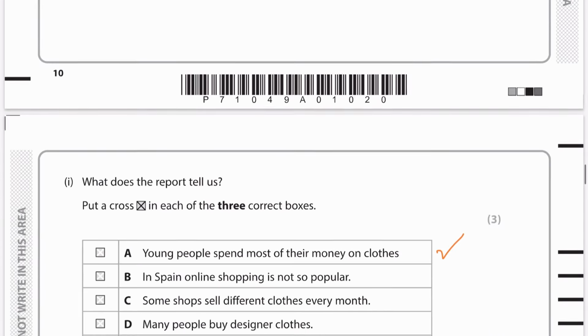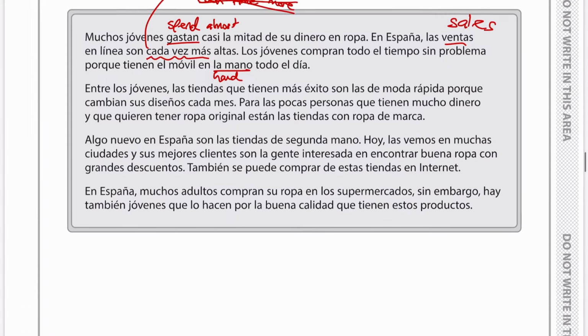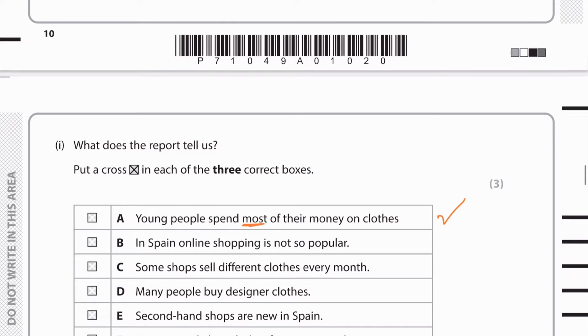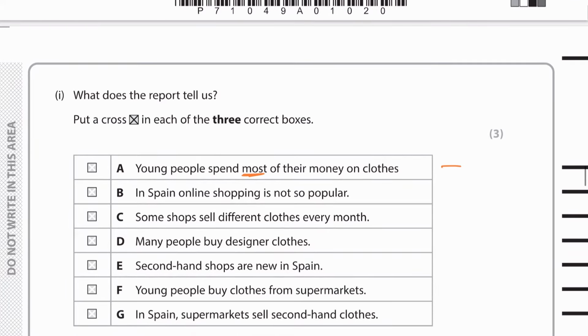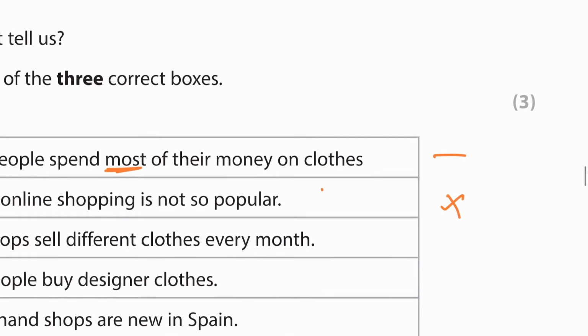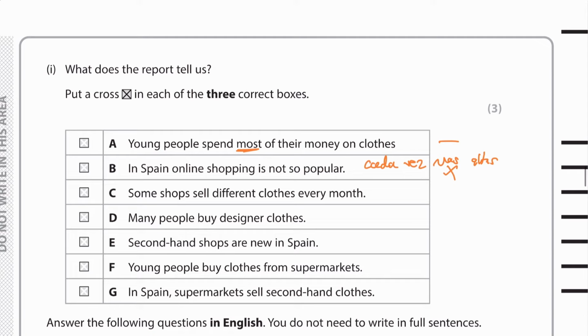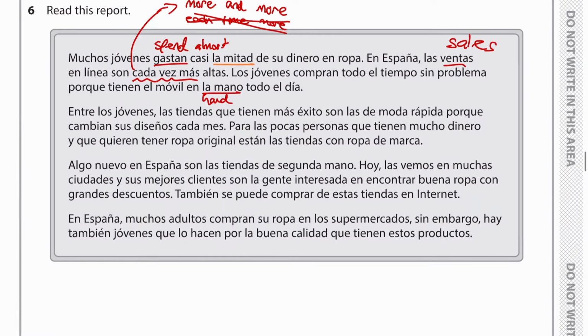Actually, we have to be really careful. Most. The word most is different to mitad. So maybe it's not correct. Let's put a little dash there for the time being. In Spain, online shopping is not so popular. That I know for a fact is false because it said cada vez más altas. So we can put an X in there because we know that's not the correct answer. We're ticking the correct boxes. Some shops sell. Okay, let's keep reading.